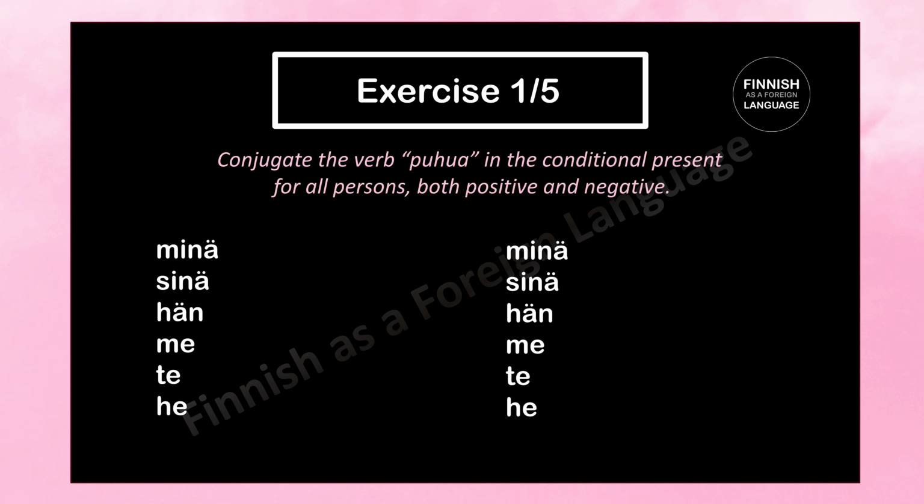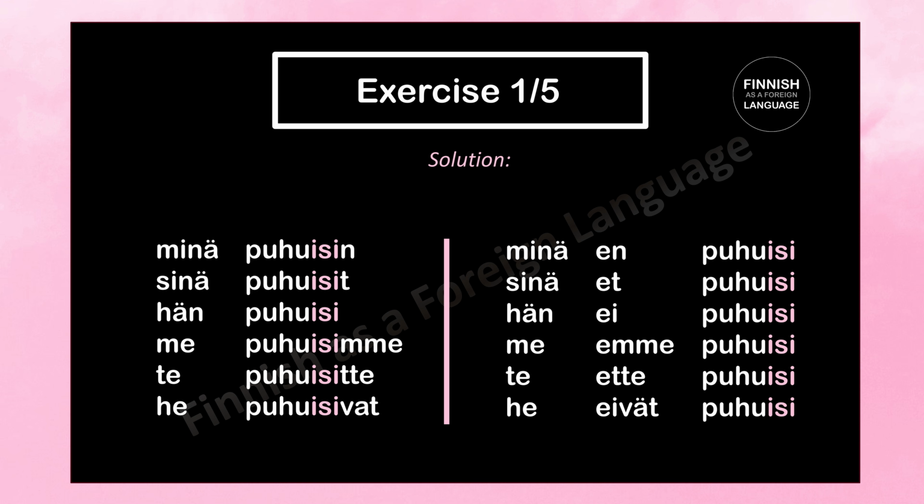Write down the conditional forms, positive and negative, for all persons of the verb puhua. For this task we have 5 seconds. That's right, the answer is minä puhuisin, sinä puhuisit, hän puhuisi, me puhuisimme, te puhuisitte, and he puhuisivat. Now the negative forms. Minä en puhuisi, sinä et puhuisi, hän ei puhuisi, me emme puhuisi, te ette puhuisi, and he eivät puhuisi. Next one.